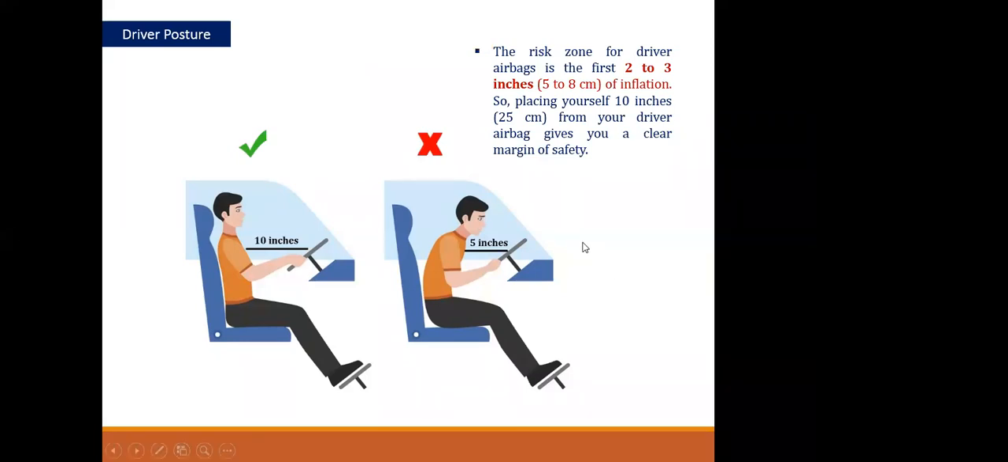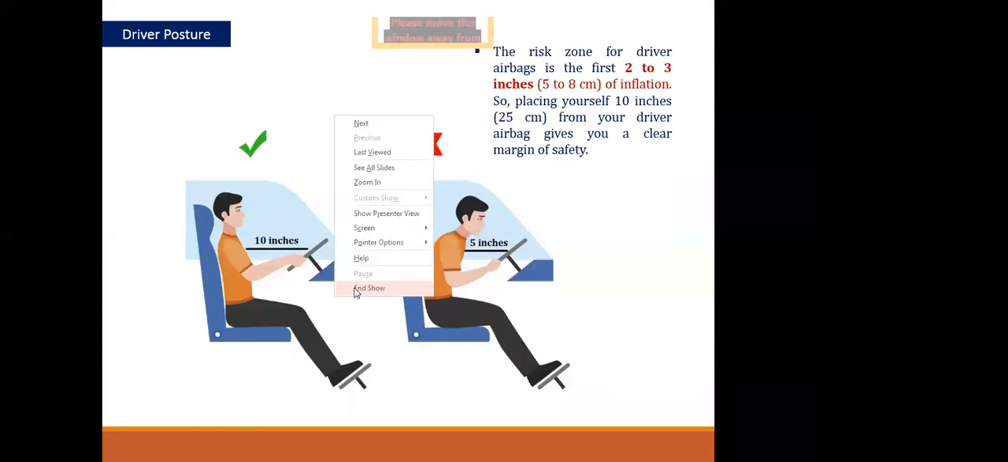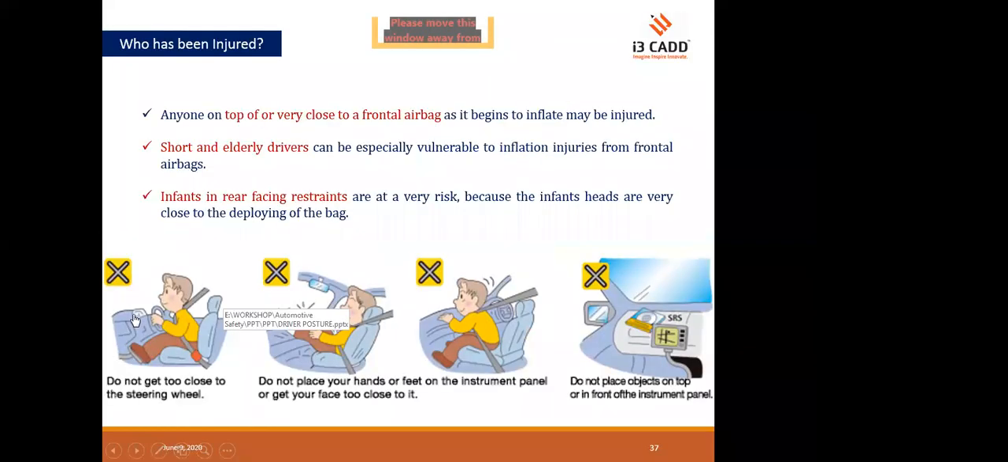But if you are maintaining only 5 inches of distance, then there is no time for the airbag to completely inflate and start to deflate. While inflating itself, it will hit you. So that will be equivalent to hitting a solid stone, not a nylon bag. Right? That only breaks the ribs. Got it? So it is advisable to maintain at least 10 inches of distance from the center of the steering wheel, always. And here are the common mistakes.